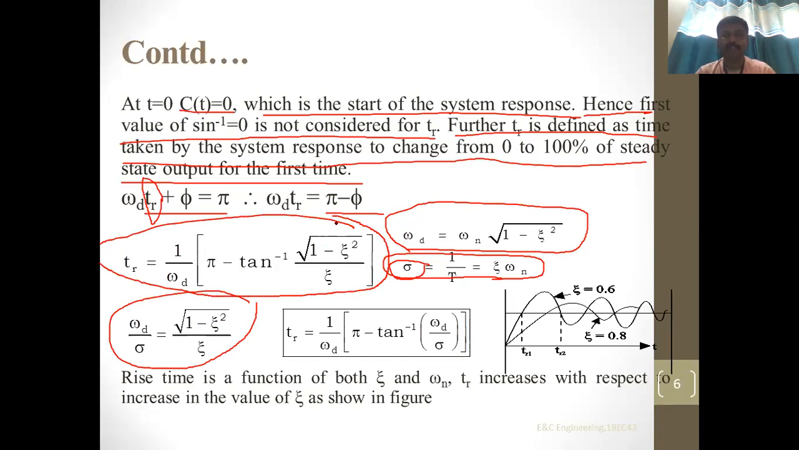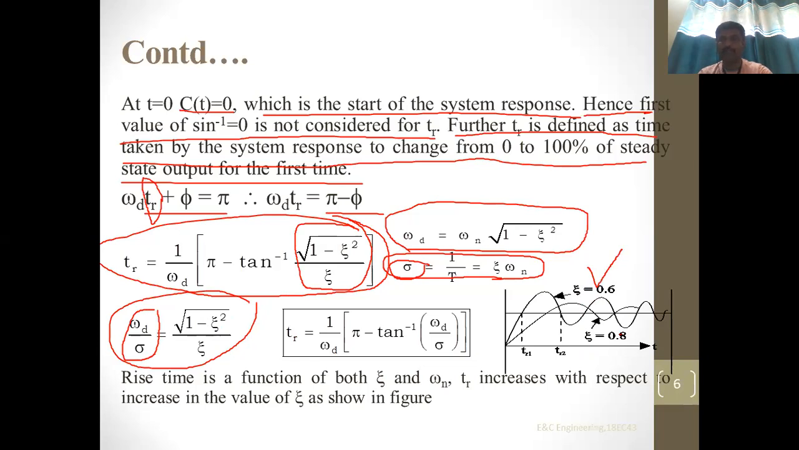Is it okay? That is, TR is equal to 1 by omega d. What is omega d? Omega n into root of 1 minus z square, into pi minus tan inverse of root of 1 minus z square divided by z. Is it okay? Thereby, how about the expression for this? TR is equal to 1 by omega d into pi minus tan inverse of this. Instead of writing root of 1 minus z square into xi, I may write it as omega d by sigma.